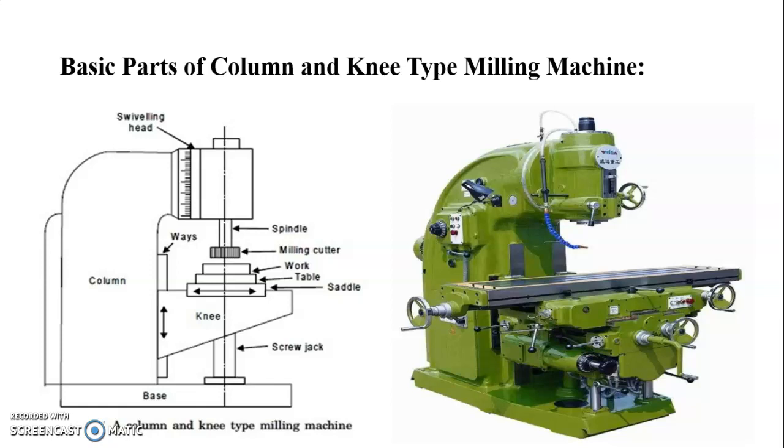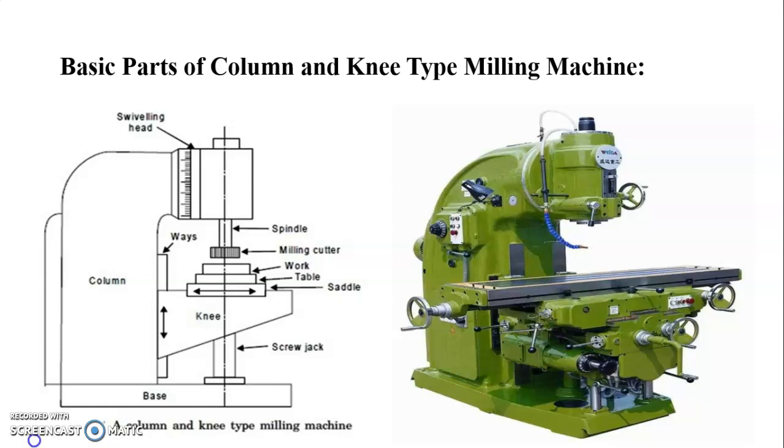The last component is the table. The table is mounted on the saddle and can be moved in a longitudinal direction. The table is provided with T-slots to hold the workpiece. Also the cutting fluid can be drained back to the reservoir through these slots. So these are the parts of the column and knee type of milling machine.